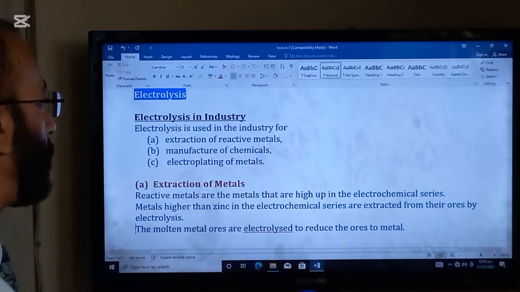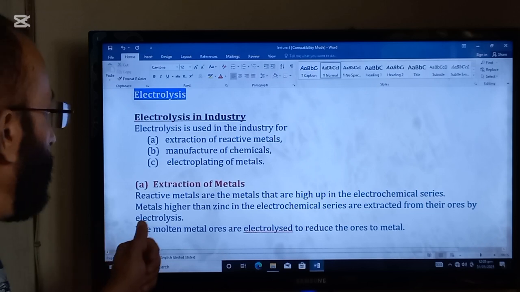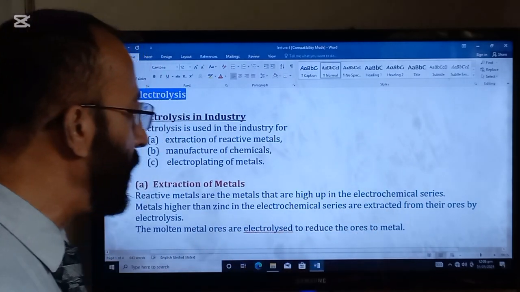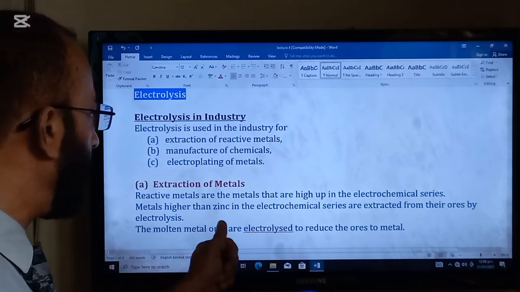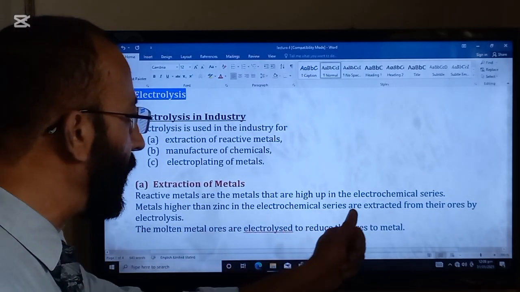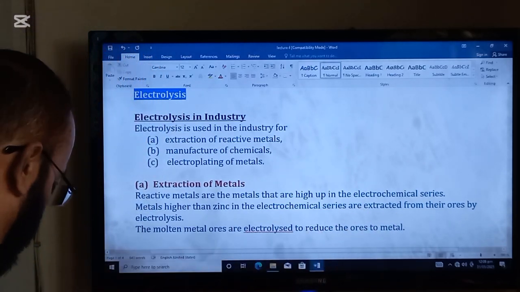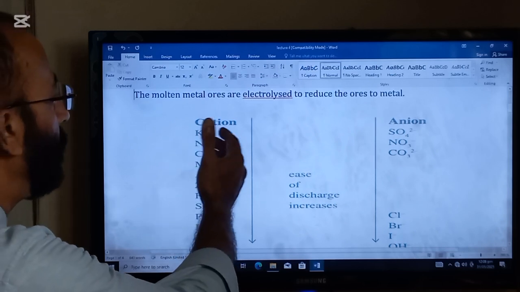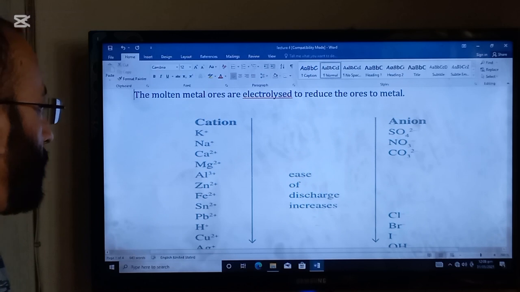First is extraction of the reactive metals. Reactive metals are the metals that are high up in the electrochemical series. Metals higher than zinc in the electrochemical series are extracted from their ores by electrolysis. The molten metal ores are electrolyzed to reduce the ores to metals.